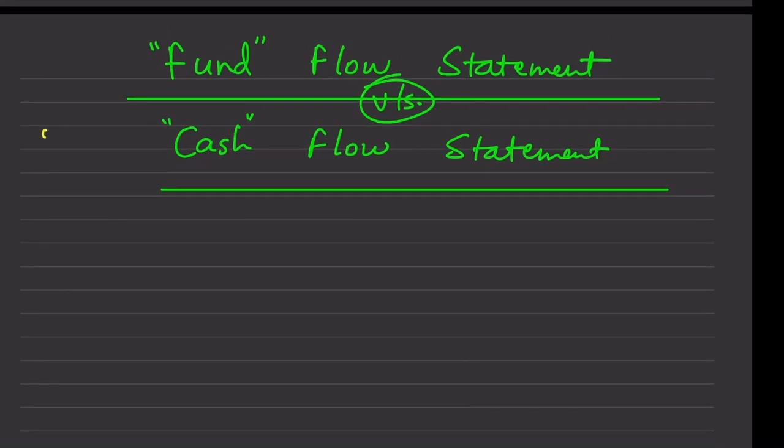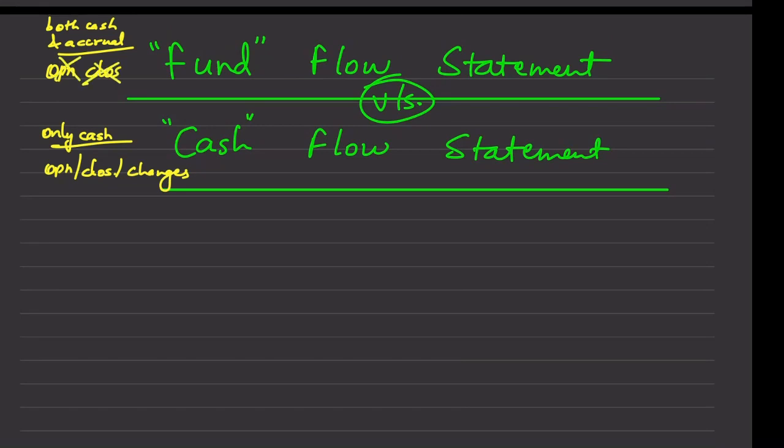The cash flow statement is focusing only on cash. Only cash transactions, no accrual transactions have been considered. However, the fund flow statement considers both cash and accrual. The cash flow statement has an opening balance, has a closing balance, and it has the changes in the year. The fund flow statement does not have the opening, it does not have the closing, it just shows the changes. So the cash flow statement shows the change in cash.